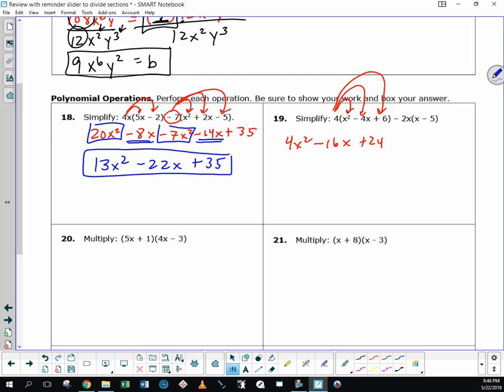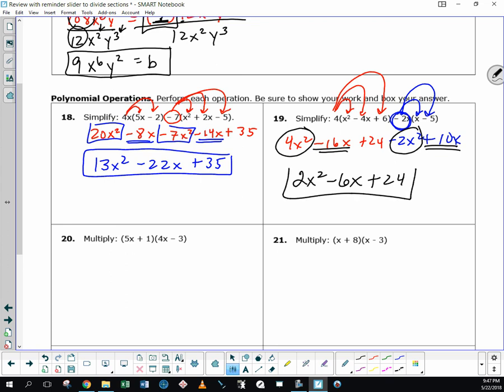I'm going to distribute the negative 2x. Negative 2 times x. Remember to take that negative with you, is negative 2x squared. Negative 2 times 5 is positive 10x. Now I'm going to combine like terms. I have a 4x squared and a minus 2x squared, which gives me 2x squared. I have negative 16x and 10x, which gives me negative 6x plus 24.